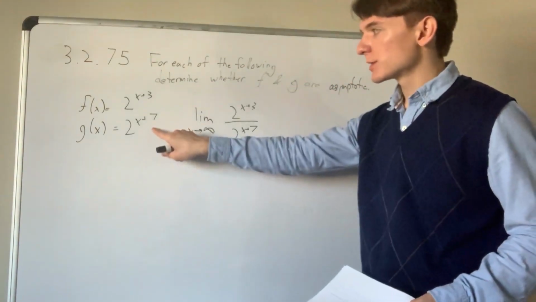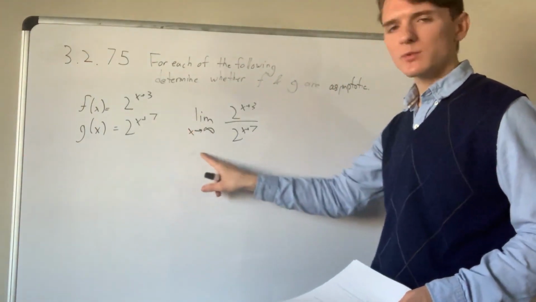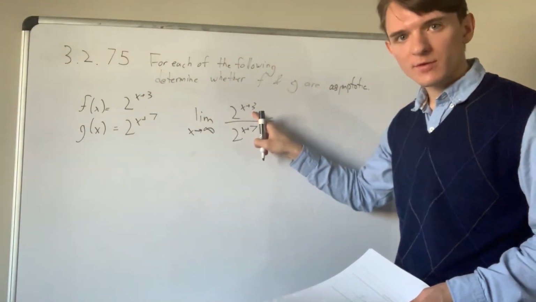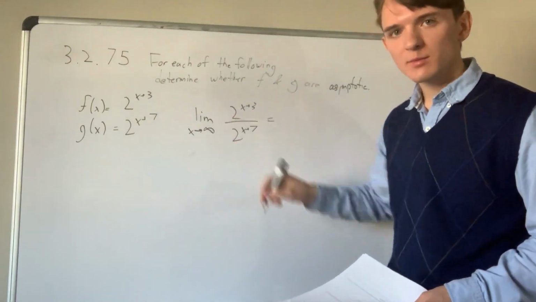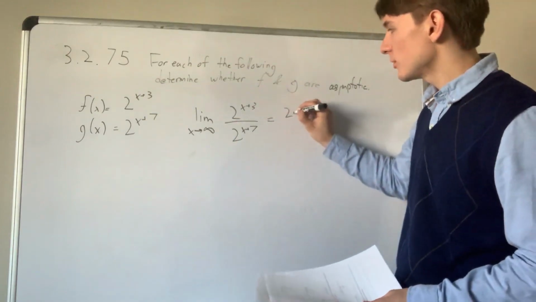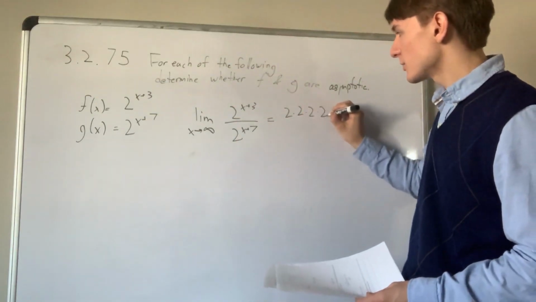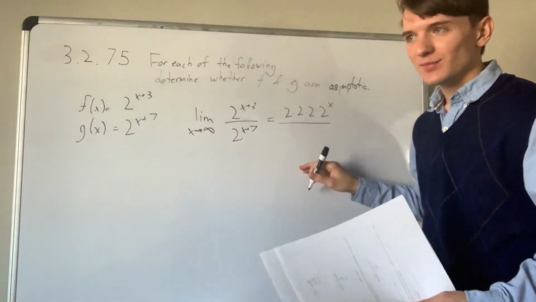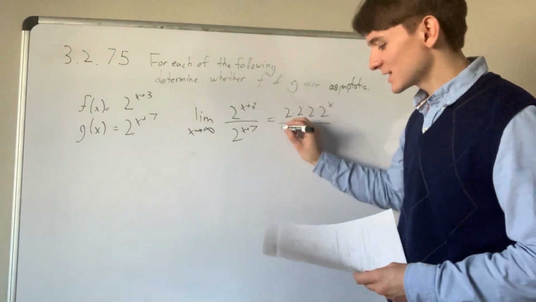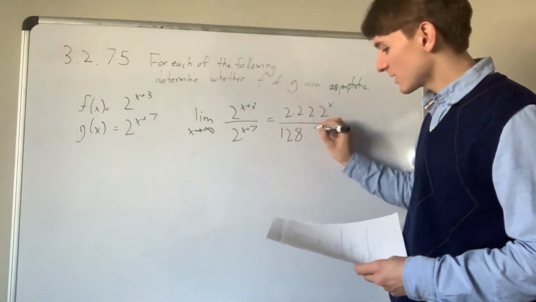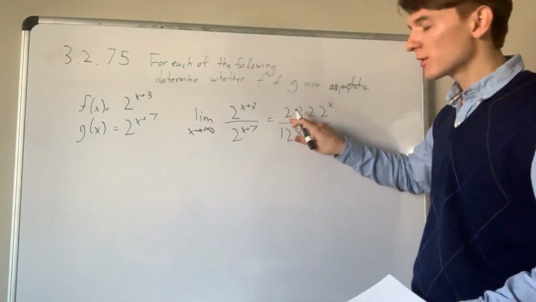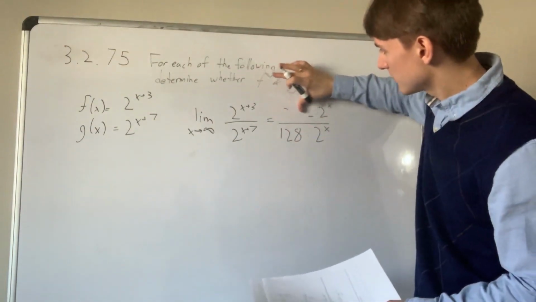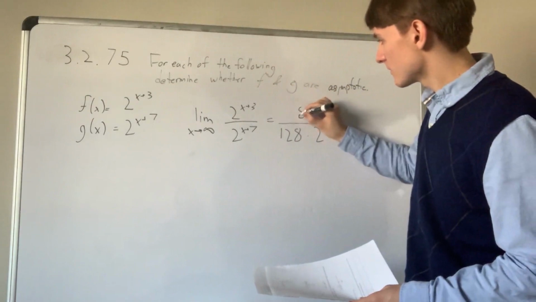We have 2 to the power of x plus 3, 2 to the power of x plus 7. We set up a limit, and we can take these values off of the power, bring them out in front, and multiply it by the base. So we get 2 times 2 times 2 times 2 to the power of x, and 2 times 2 up to 7 2's, which is just 128 times 2 to the power of x. We can also simplify the top. 2 times 2 times 2 is just 8.